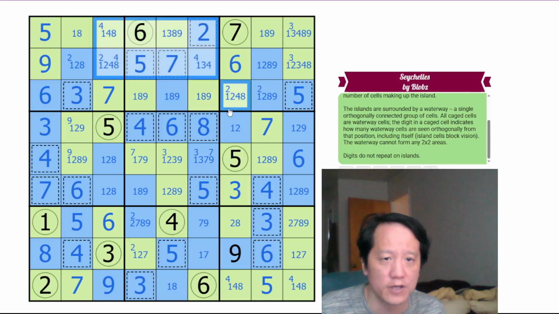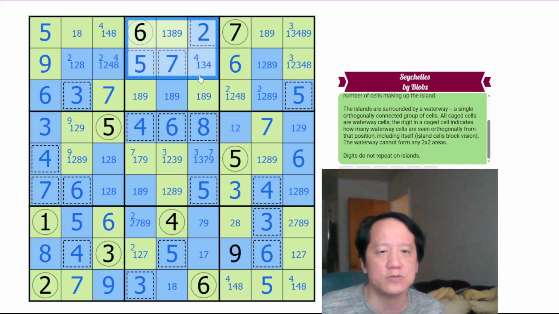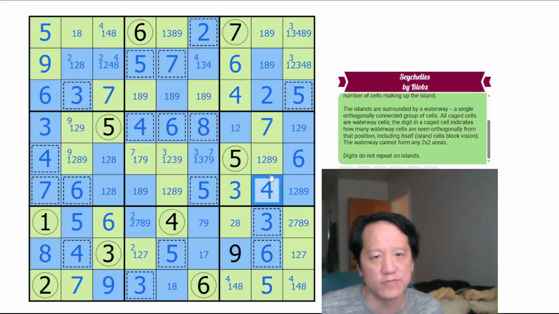Where is 4 then? Actually, we have a 1, 8, 9 triplet in row 3 and box 2. That eliminates 1, 8, 9 in the rest of the box and row. This can't be 1, 8, 9. It's 2. This can't be 1, 2, 8. So that's 4. 2 eliminates 2 in the rest of the column and box.